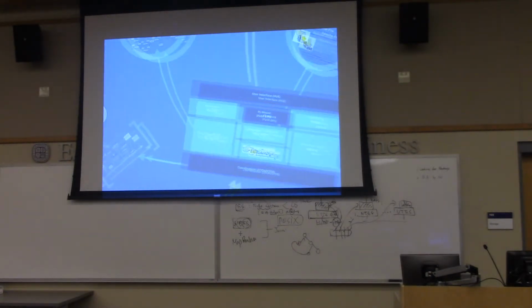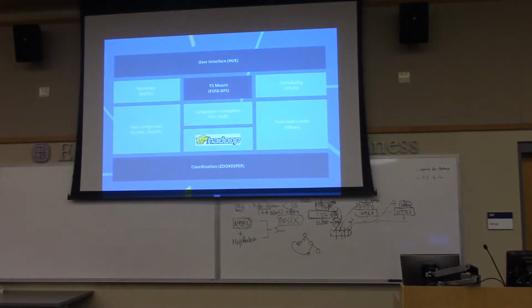So this is MapReduce. Next week we will see more details about MapReduce also.